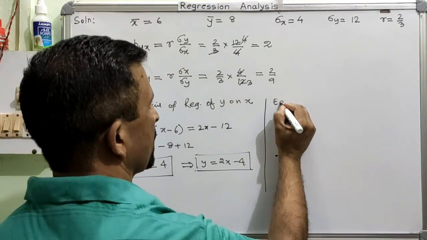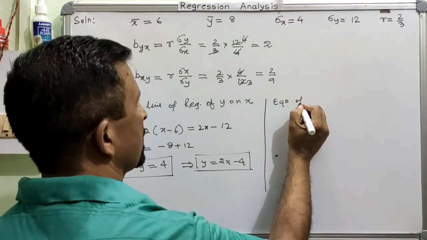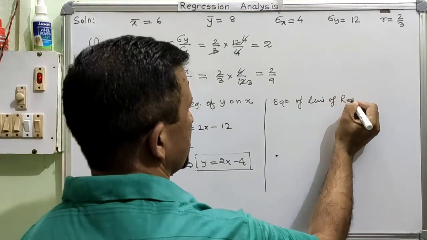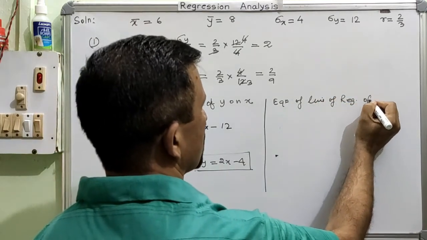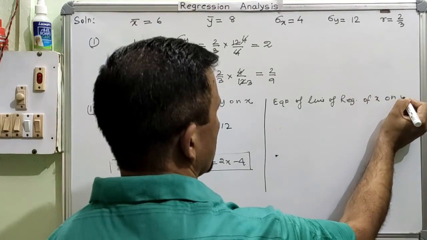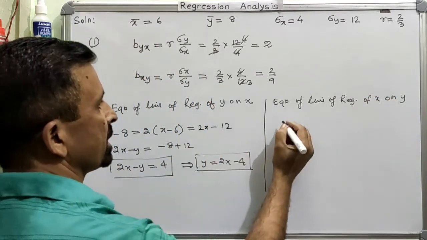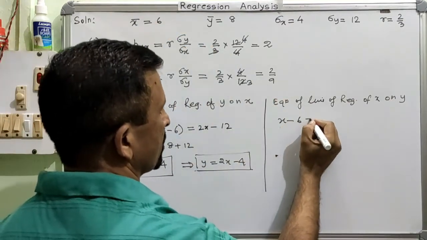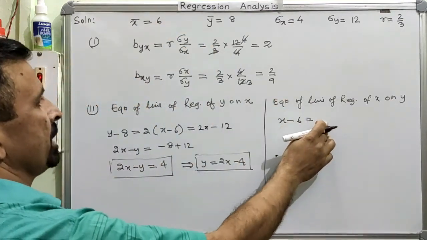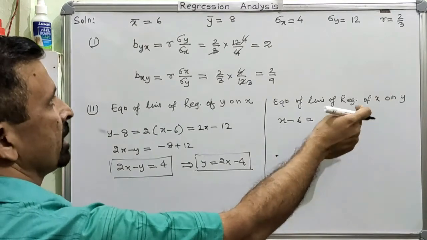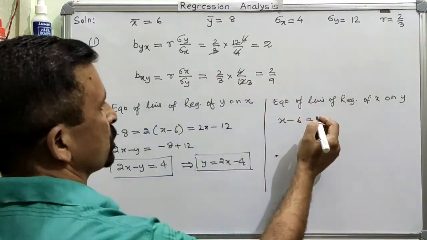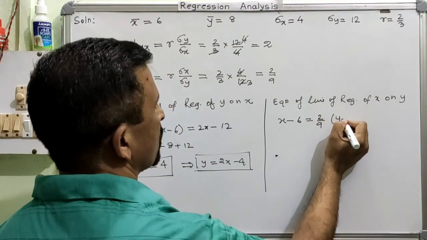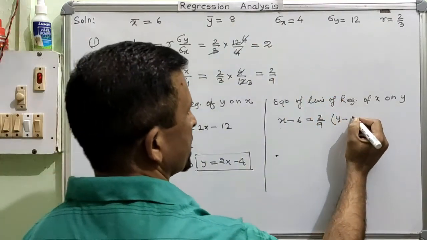Equation of line of regression of x on y now. So the formula will change. X minus x mean, and x mean is 6, is equal to, now this time, this is x on y, so it will be bxy, that is 2 over 9. 2 over 9 into y minus y mean, and that is equal to 8.